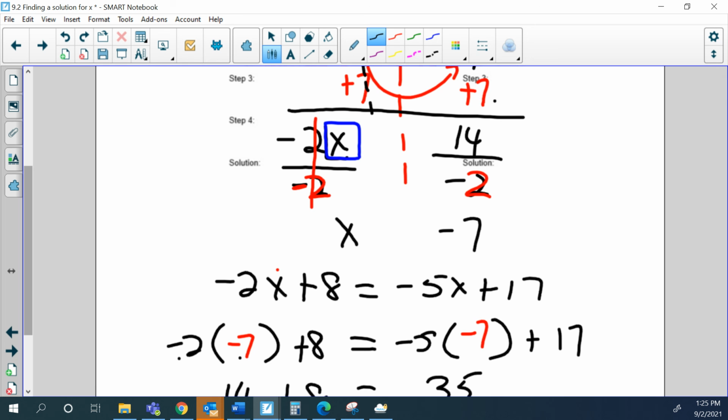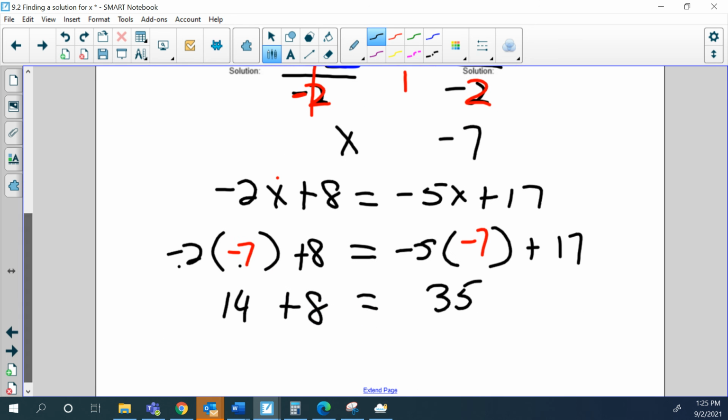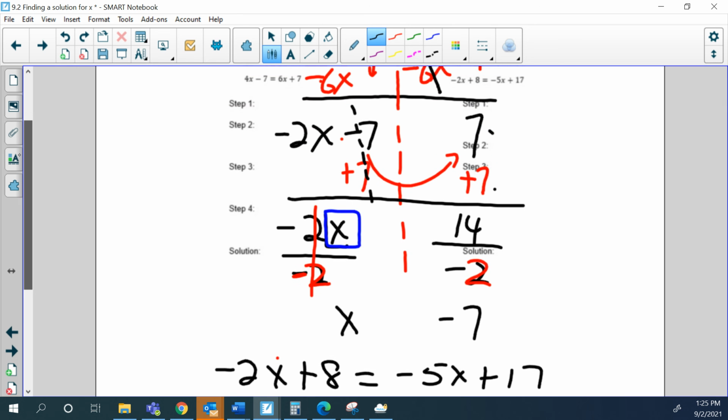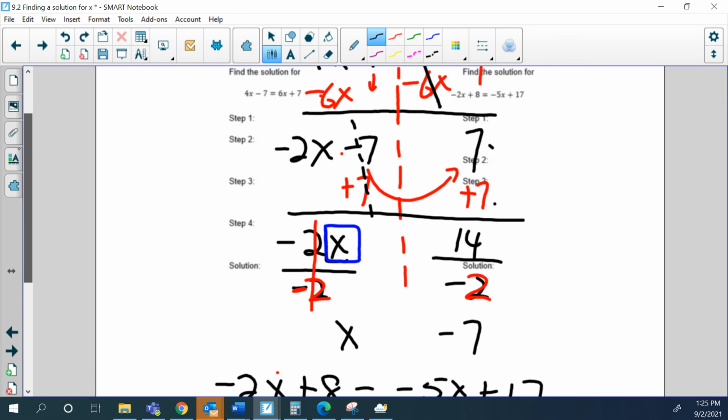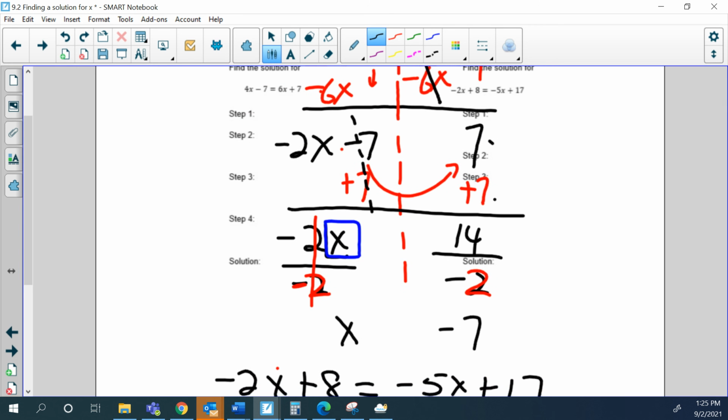Negative 2x plus 8 is... So that's going to give me 35 plus 17. That does not equal. Something's wrong. What did I do wrong? Negative 2x plus 8. Okay, yeah, I made a mistake. So you guys need to help me find my mistake.